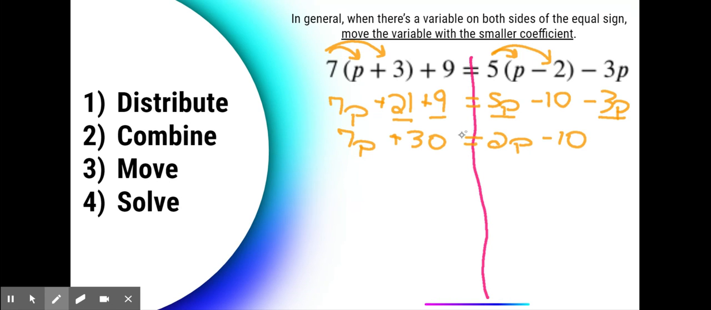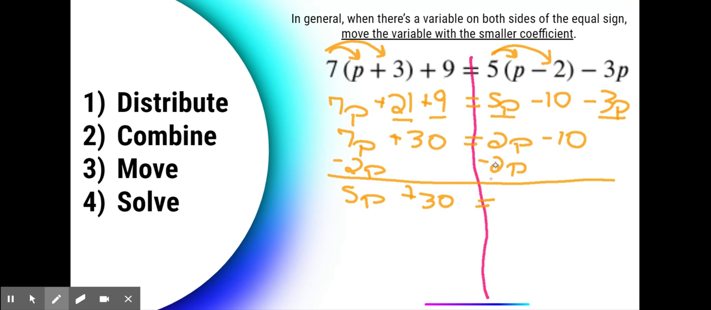You can do it the other way and still get it correct, but my suggestion is to move the variable with a smaller coefficient. So I have a coefficient of 7, a coefficient of 2, that's obviously smaller. So this is a positive 2p, so I move it using inverse operations. So since that's positive 2p, I'm going to subtract 2p from both sides. 7p minus 2p is 5p. Bring down the plus 30. Bring down the equals. 2p minus 2p is 0. That's the reason I did that. I needed that to go away. And bring down this negative 10. Don't lose your minus sign.